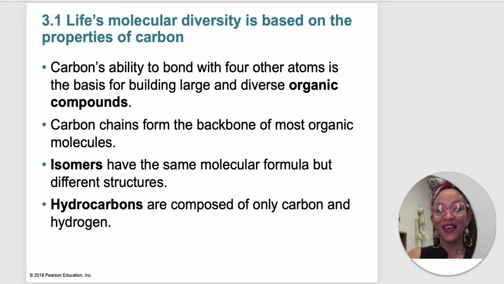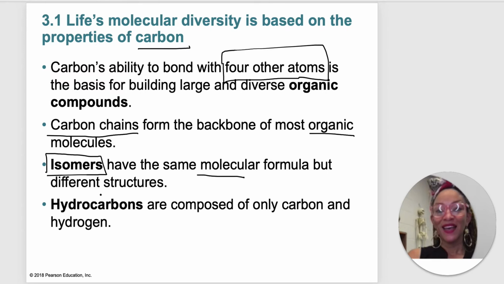Life is so diverse because it's based on the properties of something called carbon. Carbon can form 4 bonds with other atoms, and it is the base for a large, diverse array of organic compounds. Carbon chains form the backbone of most organic molecules. For example, isomers have the same molecular formula, but different structures. And lastly, hydrocarbons are composed of only carbon and hydrogen, just like they sound, right?